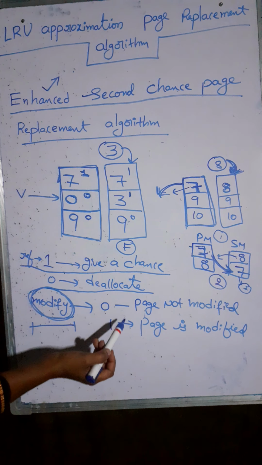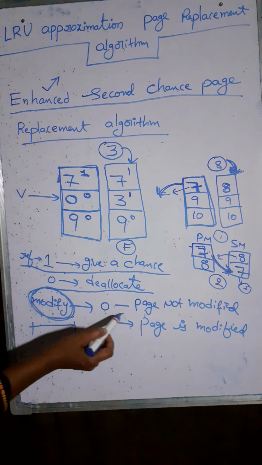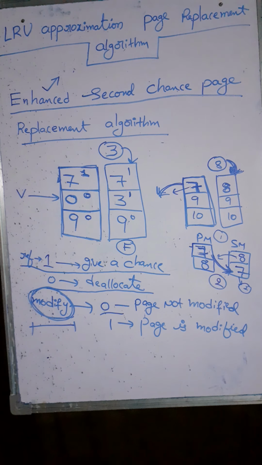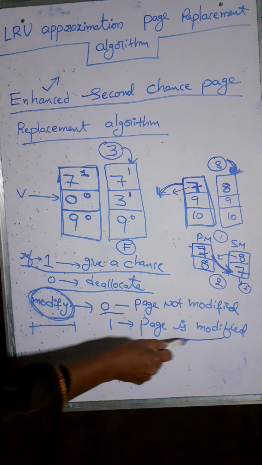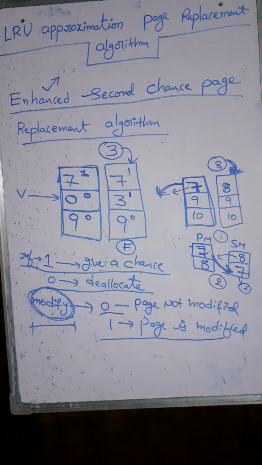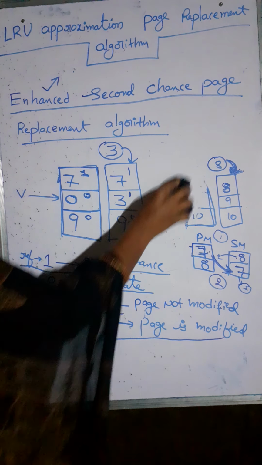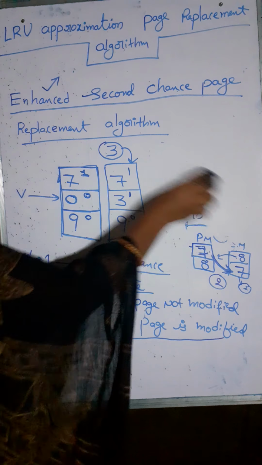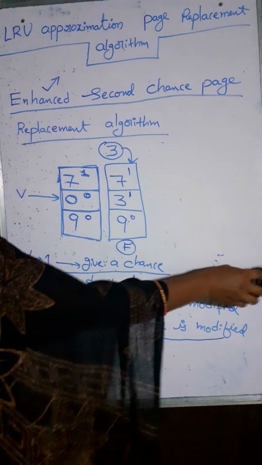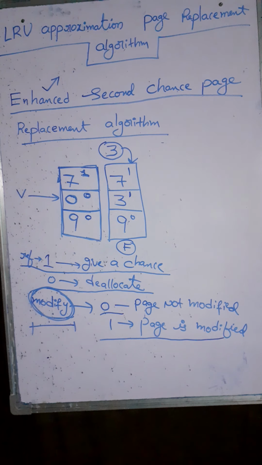So if in the primary memory the particular page is not modified, then the modify bit is set to 0. If the particular page data is modified, then the modify bit is set to 1. Now you got an idea about the modify bit, right? So in the second chance page replacement algorithm, we use only reference bits. We check only reference bits. But in the enhanced second chance page replacement algorithm, along with the reference bit, we should check the modify bit also.